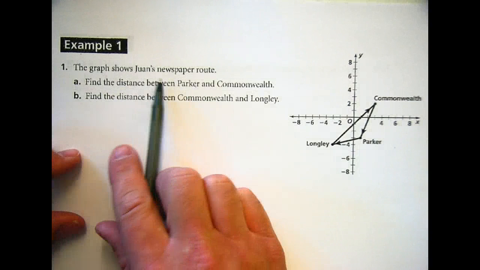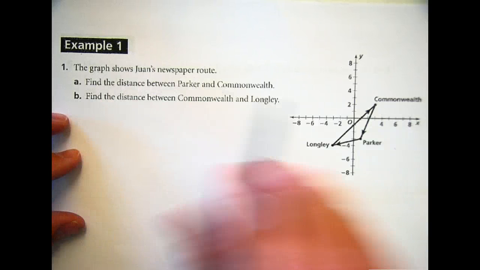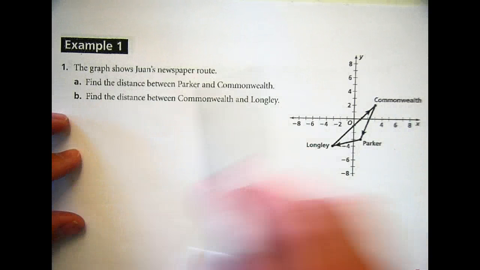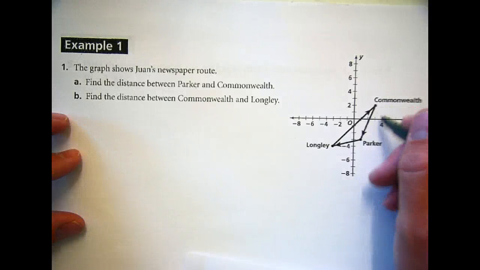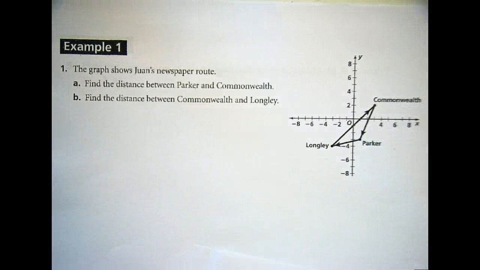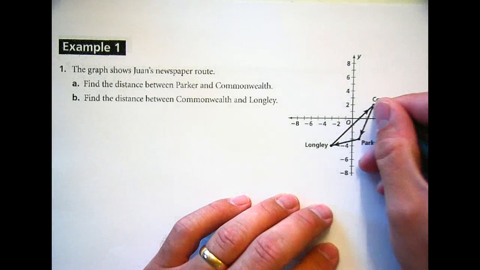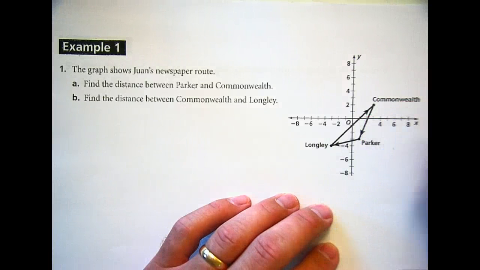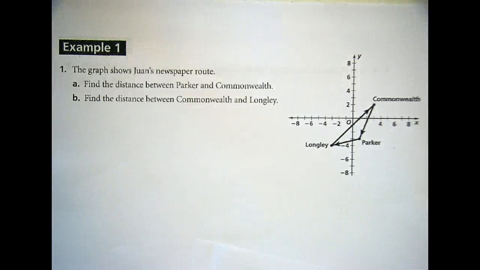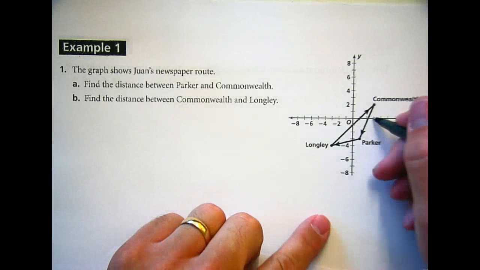Number 1, the graph of Juan's newspaper route. Okay, so we've got our graph here. Find the distance between Parker and Commonwealth. So what was your plan of attack on that? Grace? Okay, so you were first going to start by finding the coordinates and plug it into your distance formula. How many planned on doing that? Okay, so that's one route. We can start by finding the coordinates.